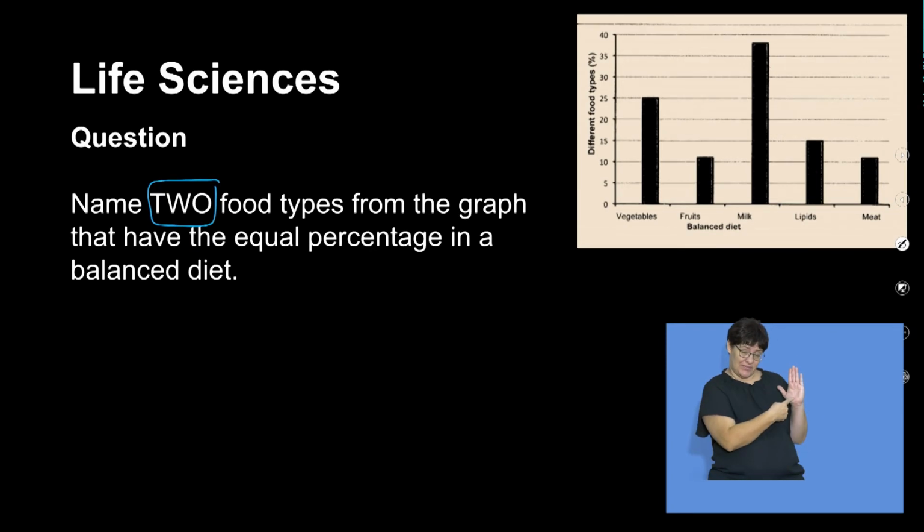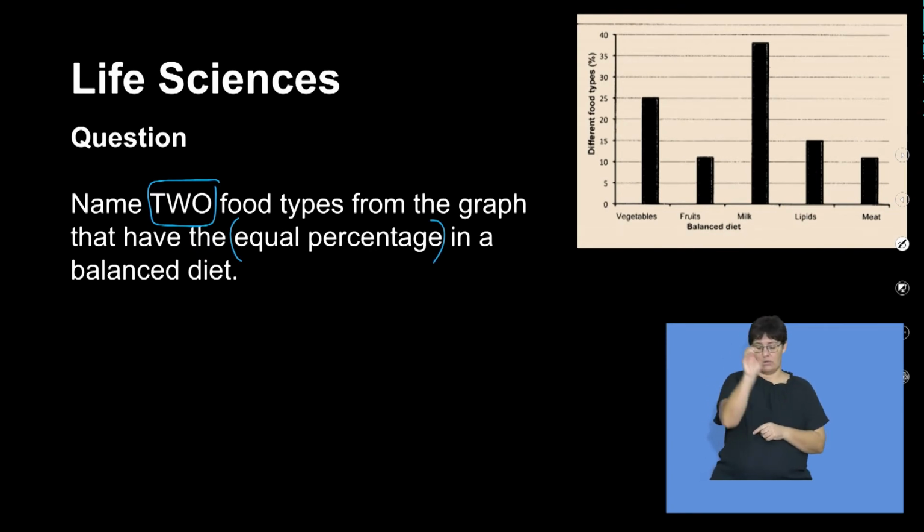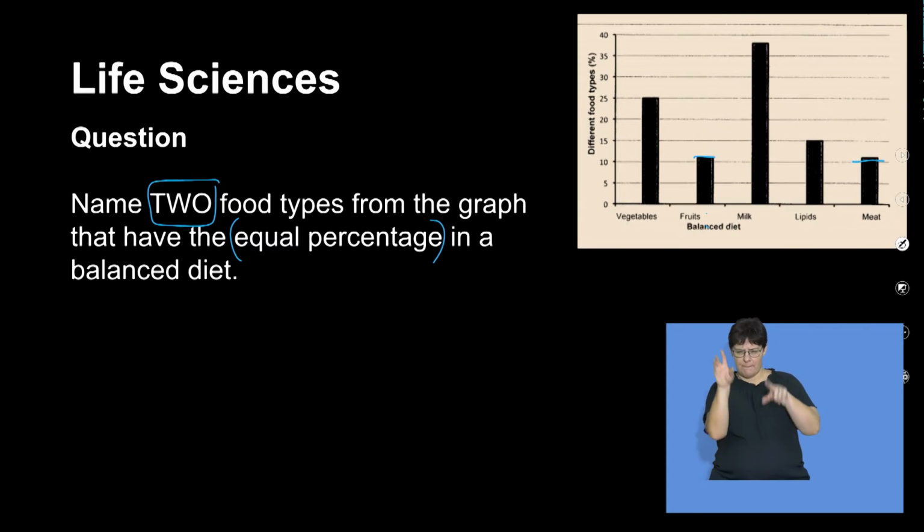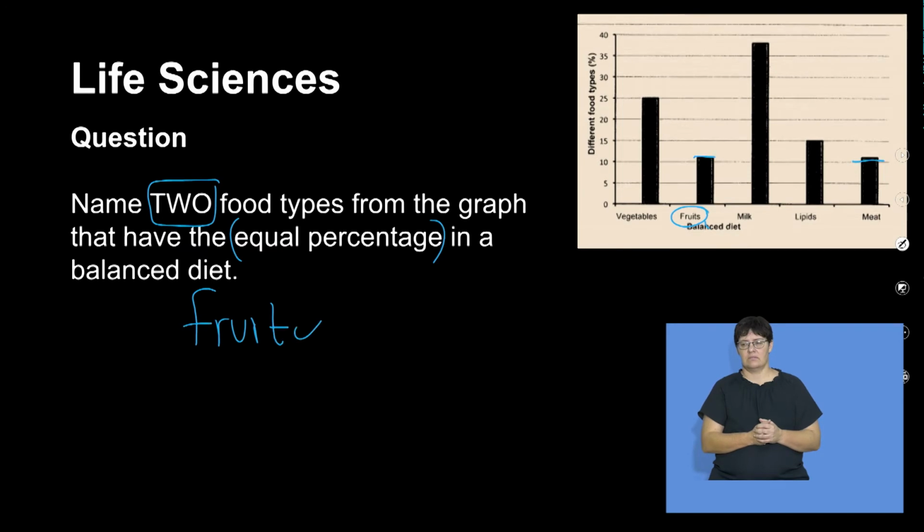From the graph, name two that have equal percentage. I'm looking for both foods that are exactly the same. As I said to you, nice and easy. I can see here their fruits and their meat are exactly the same. And what do we write? Name the two: fruit and meat.